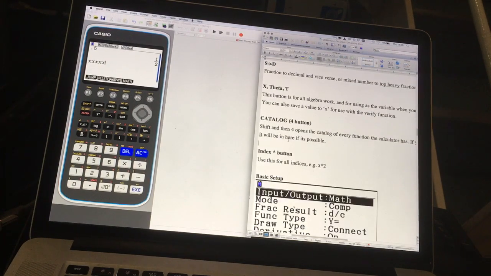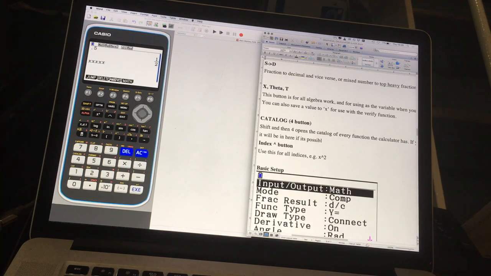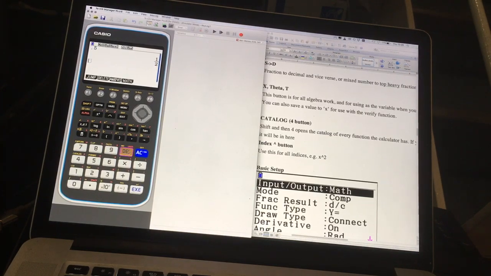And one of the other useful buttons is the catalog button. So let's say you couldn't find something on your calculator. Last week when I got mine, I was trying to do an inequality. Couldn't find an inequality button anywhere. So I had a look on Google, and there's a function called catalog. So if I delete all these, if you push Shift and then 4, which says catalog on it, it will bring up a list of everything the calculator can do.